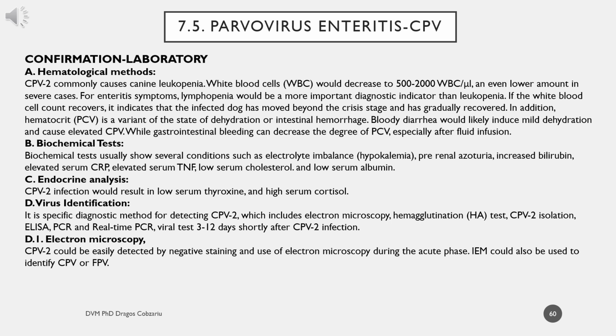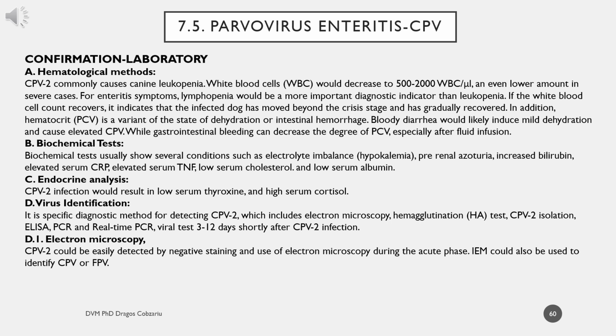Bloody diarrhea would likely induce mild dehydration and cause elevated PCV, while gastrointestinal bleeding can decrease the degree of PCV, especially after fluid infusion. B. Biochemical test. Biochemical tests usually show several conditions such as electrolyte imbalance, hypokalemia, pre-renal azotemia, increased bilirubin, elevated serum CRP, elevated serum TNF, low serum cholesterol, and low serum albumin. C. Endocrine analysis. CPV2 infection would result in low serum thyroxine and high serum cortisol.